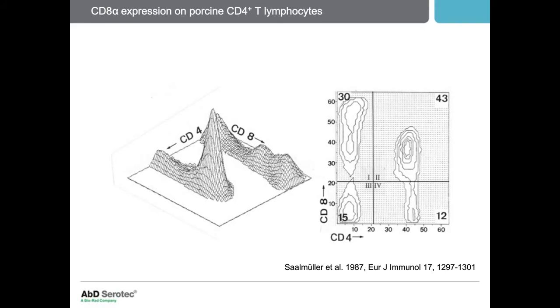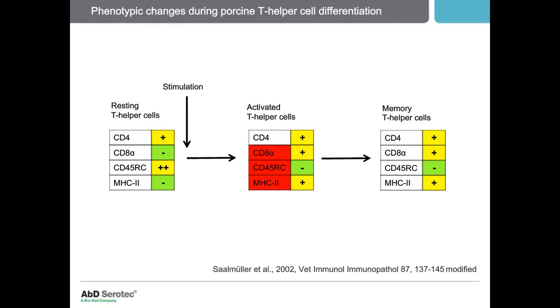So when we have a look at the phenotypic changes during porcine T helper cell differentiation, we can say that resting T helper cells express CD4, but they are negative for CD8 alpha, positive for CD45RC, and negative for MHC class II. After stimulation, the cells acquire CD8 alpha, they downregulate CD45RC, and they upregulate MHC class II expression. So we have activated T helper cells being CD4 plus, CD8 alpha plus, as well as memory T helper cells, which also show CD8 alpha expression, downregulation of CD45RC, and are also positive for MHC class II.